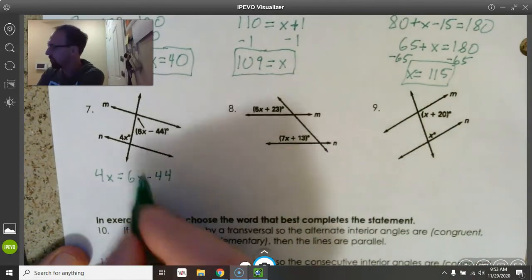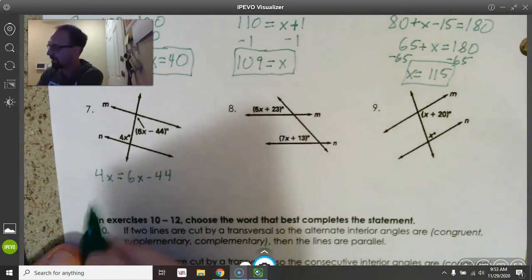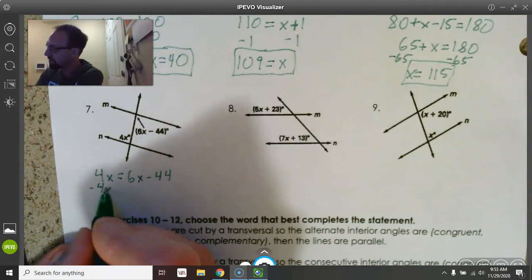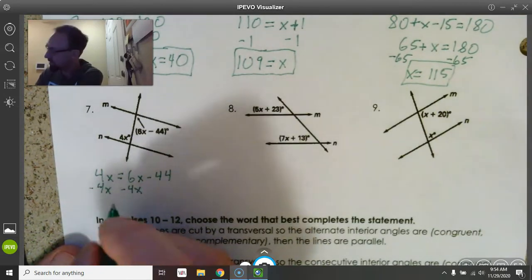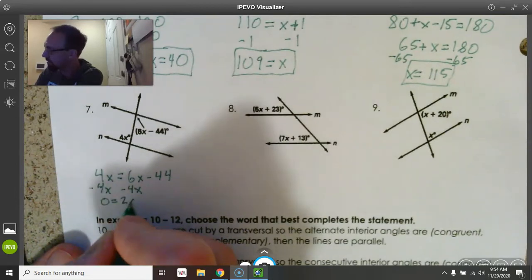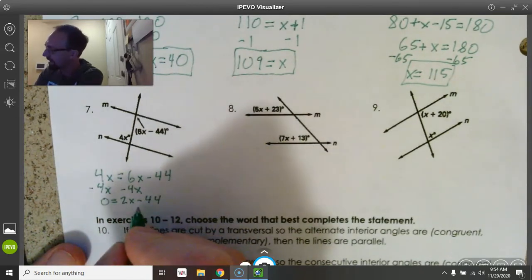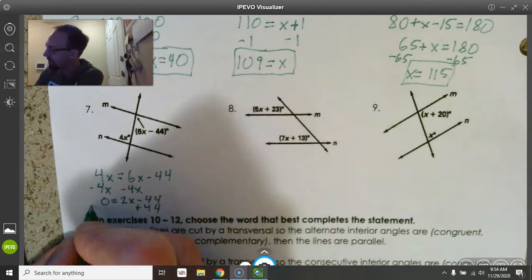A lot of students want to subtract the 6x. I actually think it's easier to subtract the 4x. A lot of students get confused here then. If you subtract 4x from 4x, you're left with nothing. So 0 equals 2x minus 44. And then I can add 44 on both sides.